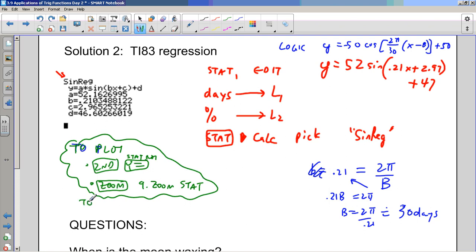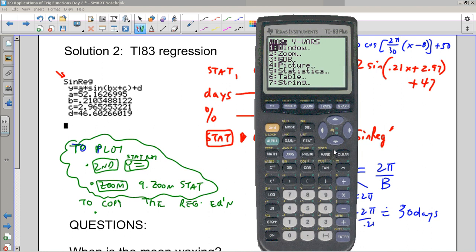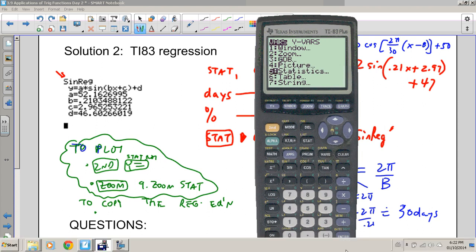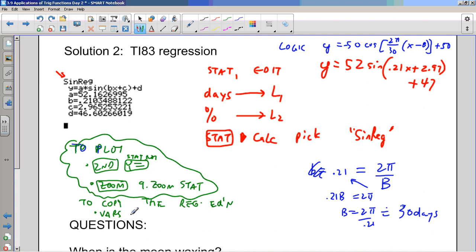And to copy the reg equation, the regression equation, what we did is we went y equals and got into a new spot. I'll do that again. And then it was vars down to stats 5, and then over to EQ, and then press enter. Okay, so what was that? That was vars down to statistics, over to equation, and then select reg equation.